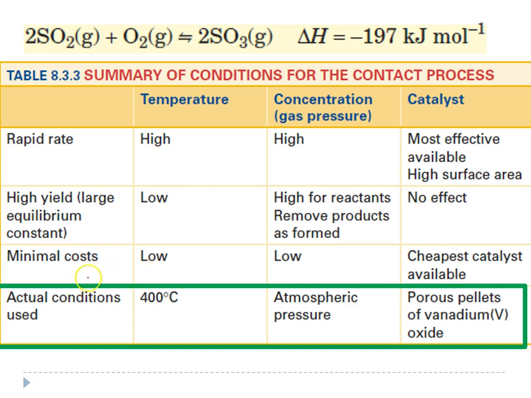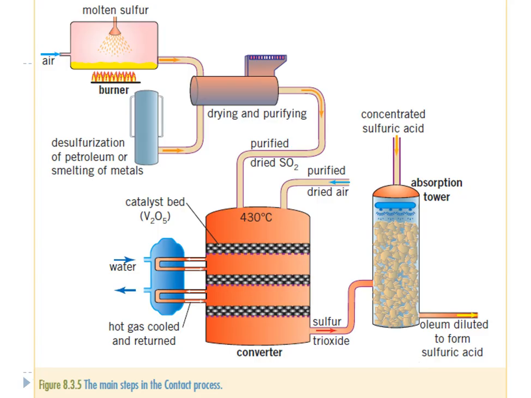What we actually do is look to minimize costs. So keeping a lower temperature minimizes costs because temperature requires energy and that's quite expensive industrially. Concentration is actually kept quite low and it's done at atmospheric pressure for safety considerations, and the rate stays fairly reasonable. And then we use the cheapest catalyst available. So it's done at 400 degrees C, atmospheric pressure, so 1 atmosphere or 100 kilopascals, and we use vanadium oxide as the catalyst again here. This is the contact process.